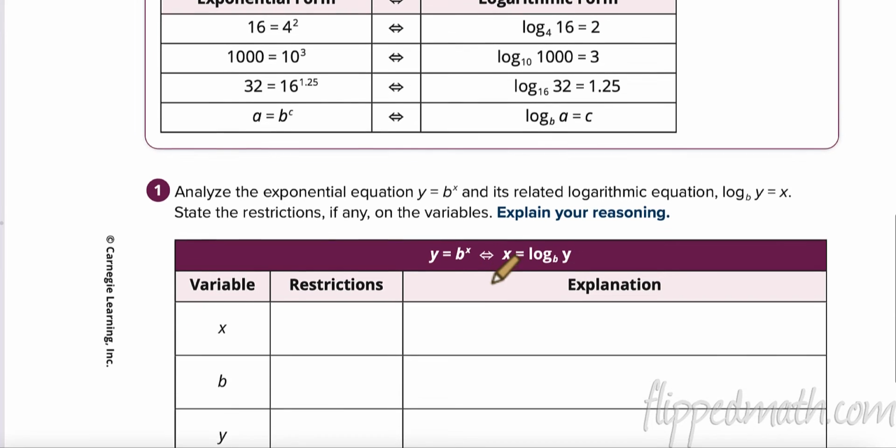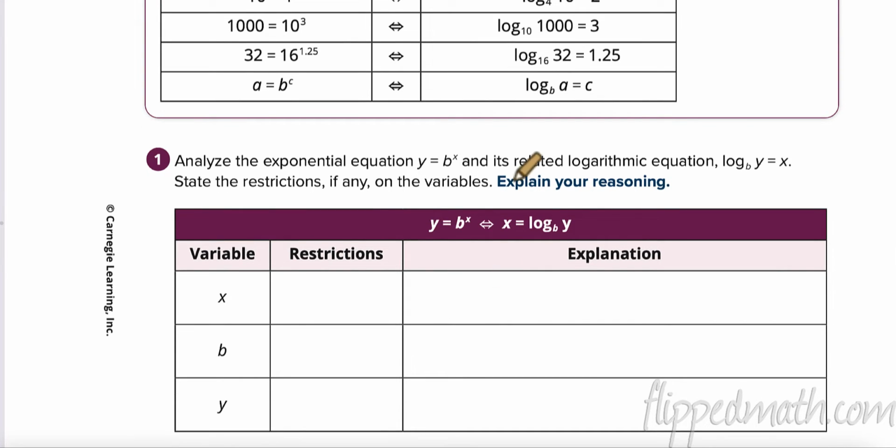So let's talk about some restrictions. Are there any restrictions for x? So when I have this right here and this right here, are there any restrictions for that? Well, no, x can be any real number, right? When we had exponentials, I could put negative numbers in there, I could put 0, I could put positive numbers in there. I could have any real number.